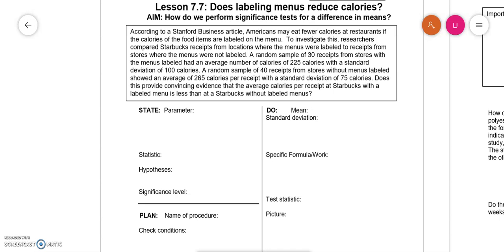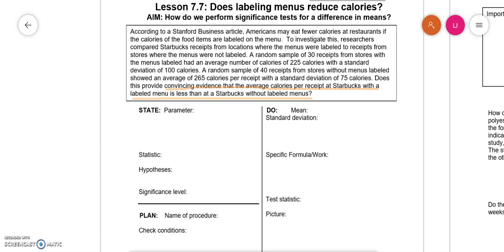Alright guys, so yesterday we started talking about some review for a difference in means and the sampling distributions for a difference in means, but now let's actually perform a significance test. This situation is based on whether we list calories on the menu or not. This data is from Starbucks, and we want to find: is there convincing evidence that the average calories per receipt at Starbucks with a labeled menu is less than at a Starbucks without a labeled menu?